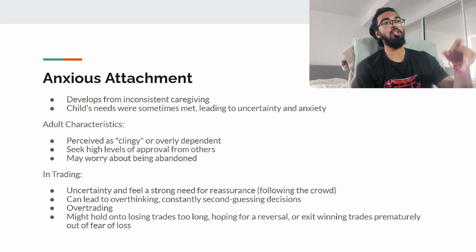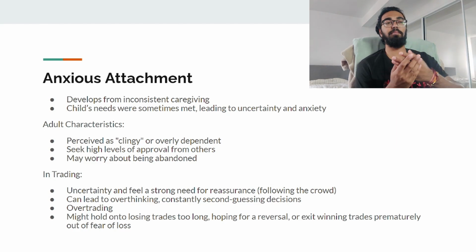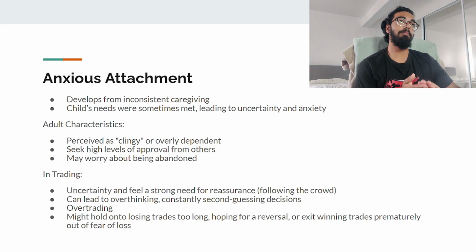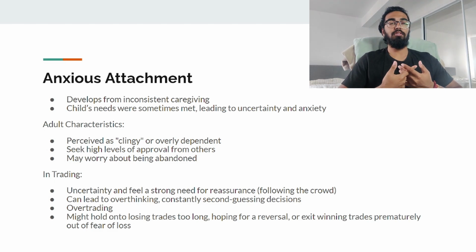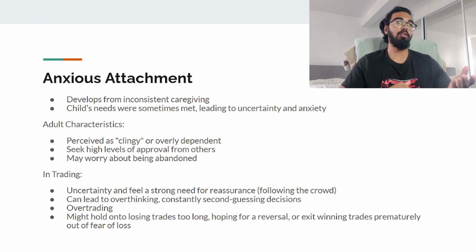So adult characteristics: you may be perceived as clingy or overly dependent. You may seek high levels of approval from others, and you may worry about being abandoned. You get kind of scared, basically, that's pretty much the summary. You get scared, and so you start to worry a bit more. You feel a bit more anxious because your needs weren't constantly met all the time. So in trading, it might lead you to having uncertainty and feeling a strong need for reassurance.